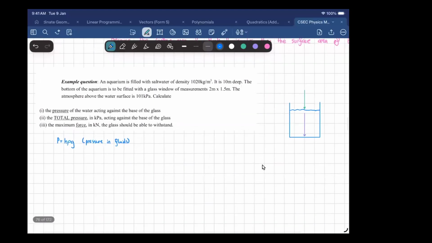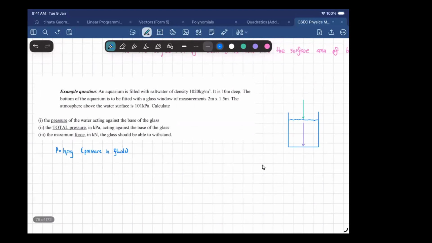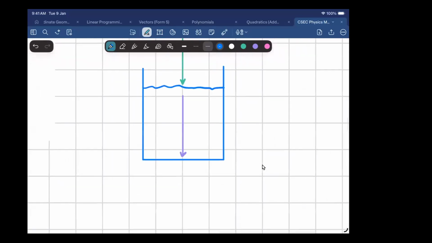Right, so we were looking at a pressure in fluids question. An aquarium is filled with salt water of density 1020 kg per meter cube. It is 10 meters deep. The bottom of the aquarium is to be filled with a glass window of measurement 2 meters by 1.5 meters. The atmosphere above the water surface is 101 kilopascals. They want us to calculate the pressure, the total pressure, and the maximum force that the glass should be able to withstand. So Shayna, do you understand what I'm saying here?